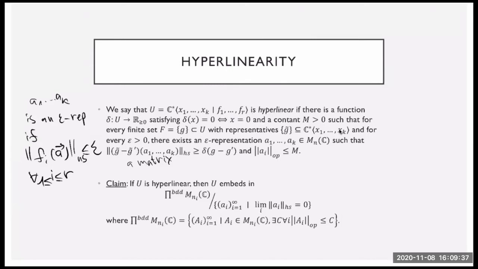Okay, great. So last time I claimed that being hyperlinear is the same as embedding into this algebra, this scary looking algebra, the bounded product of the M_n(C), so of matrix algebras, countable bounded product. So these are sequences of algebras, of matrices. And we take the quotient with respect to the ideal generated by all sequences with a Hilbert-Schmidt norm of the sequence having limit 0.